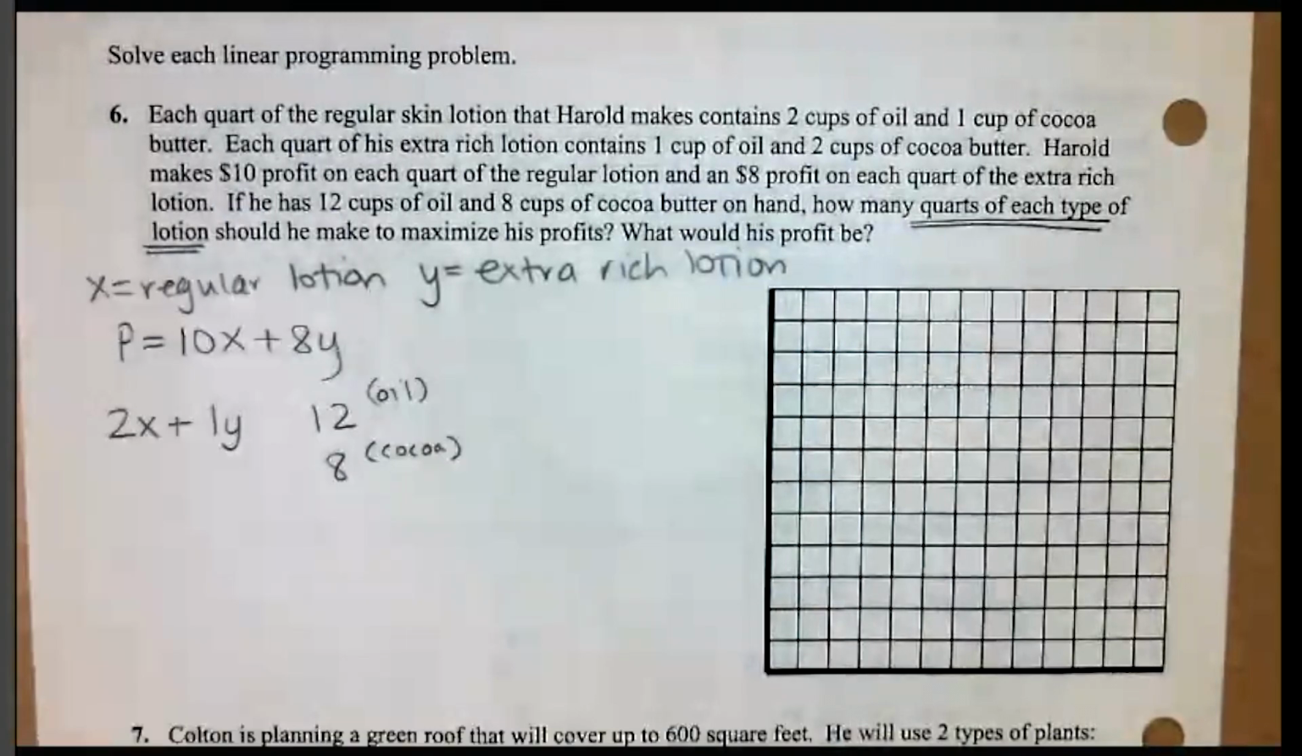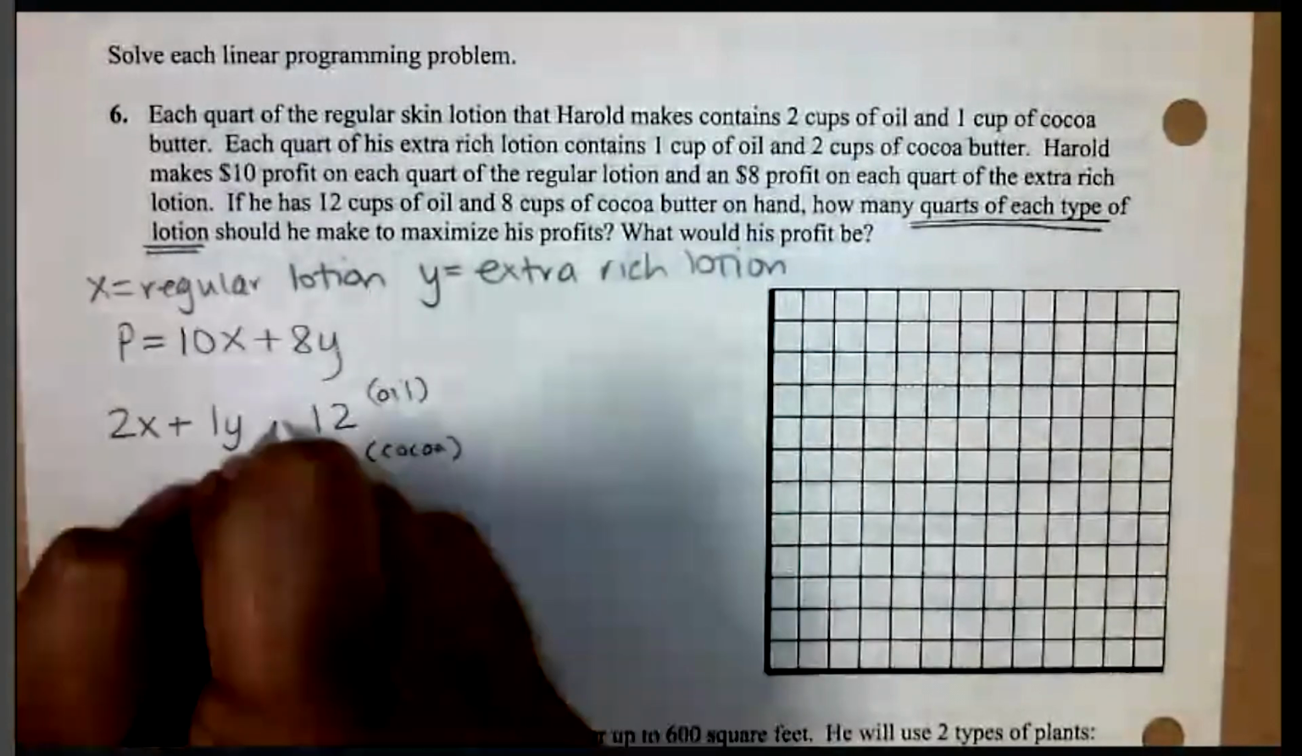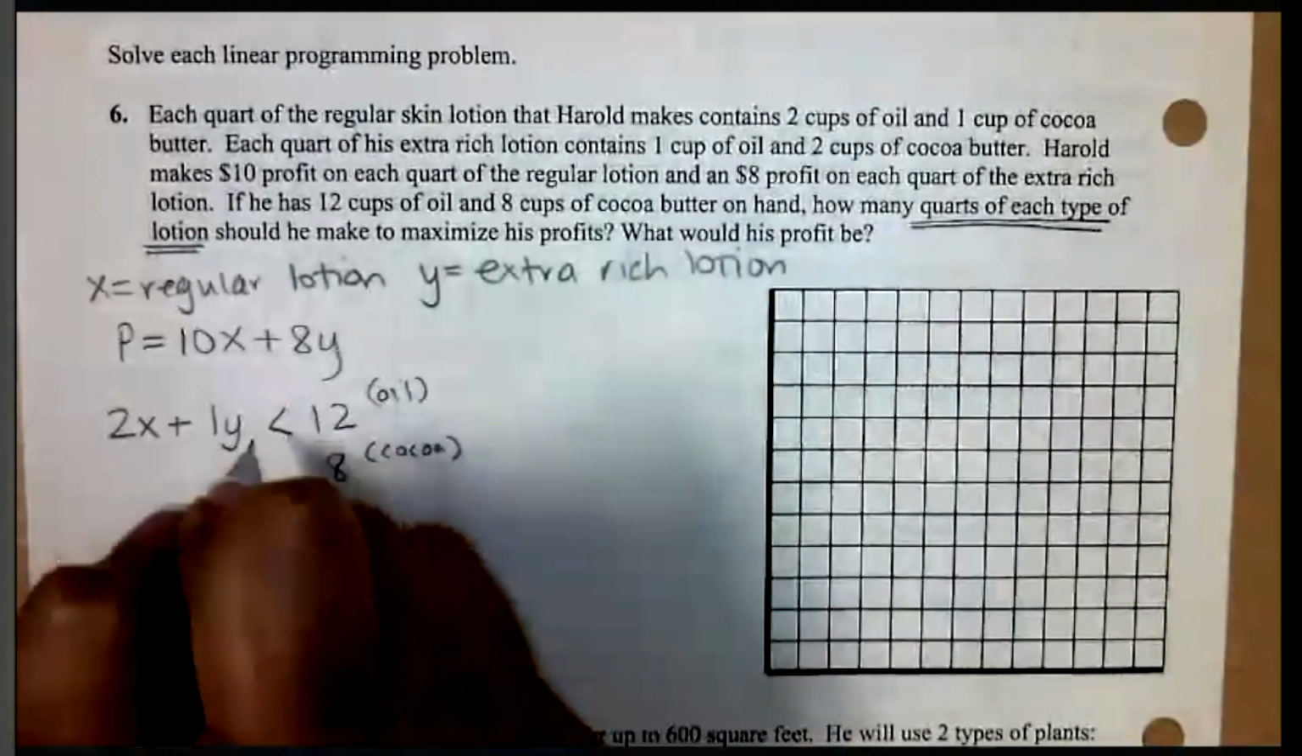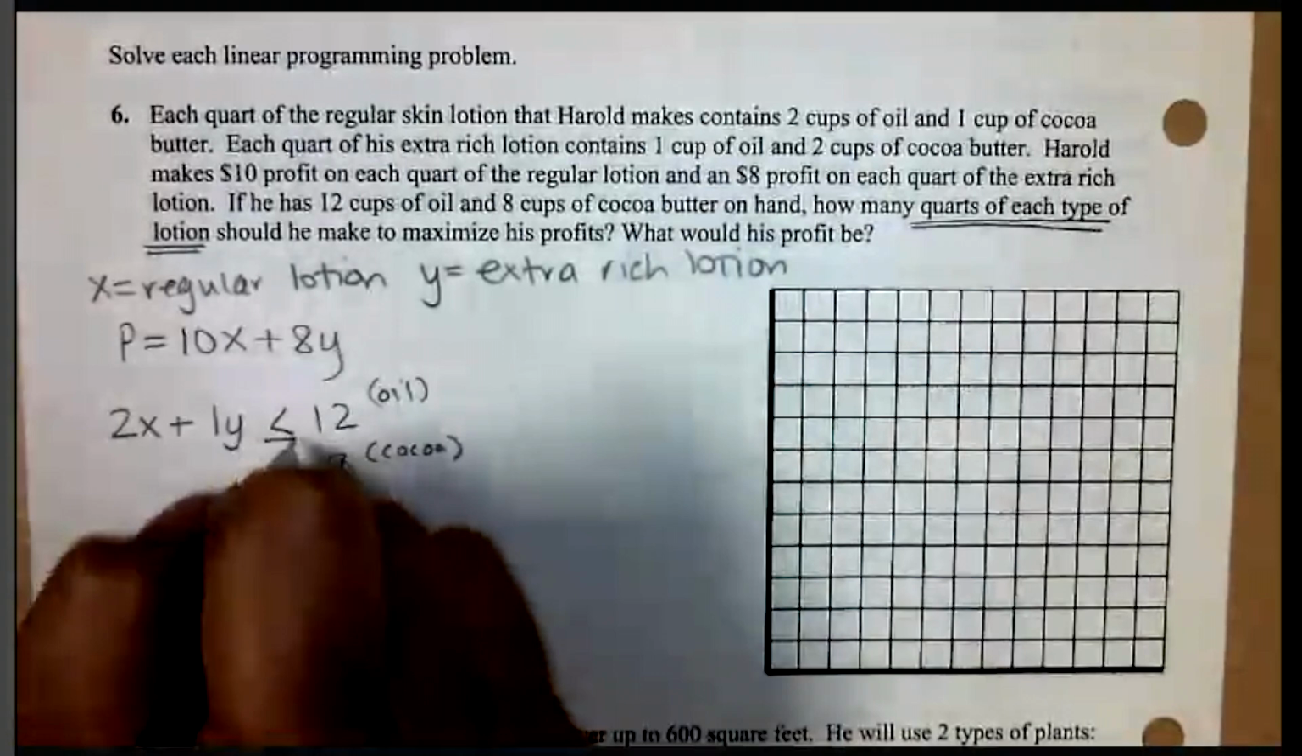Which one do we want to be bigger? Well, we only have the 12 cups. So that needs to be on the open side. We can use all 12 cups, so we can have an equal sign.